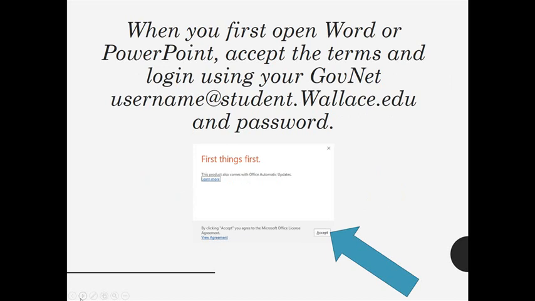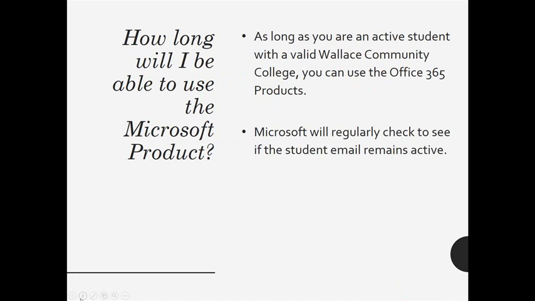When you first open Word or PowerPoint, accept the terms and log in using your GovNet username at student.wallace.edu and your GovNet password. How long will you be able to use this Microsoft product? As long as you are an active student at Wallace Community College with a valid Wallace Community College ID number and GovNet account, you can use your Office 365 products. Microsoft will regularly check to see if the student email remains active, however.